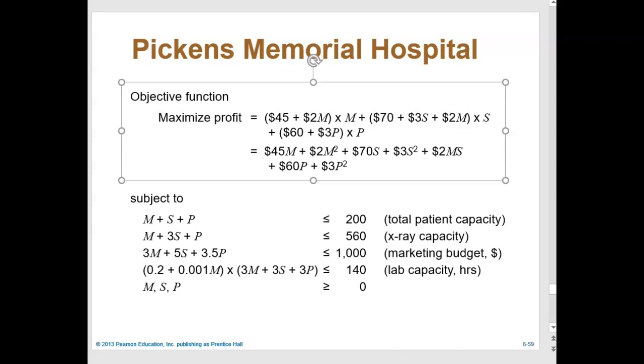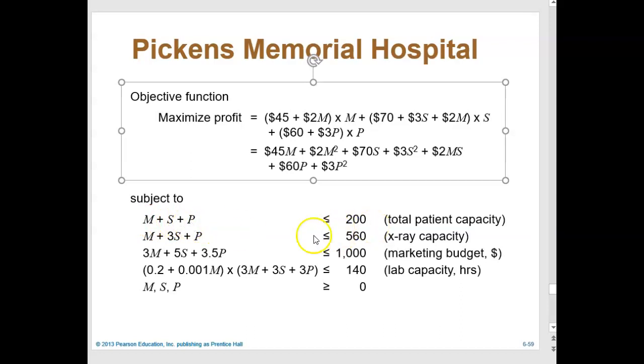Those were in terms of the X-ray capacity, the marketing budget that was assigned, and the lab capacity. In addition to that, earlier in the problem description, we were told that the hospital has a total patient capacity of 200 patients. So all three units, the sum of their patients should be less than or equal to 200.